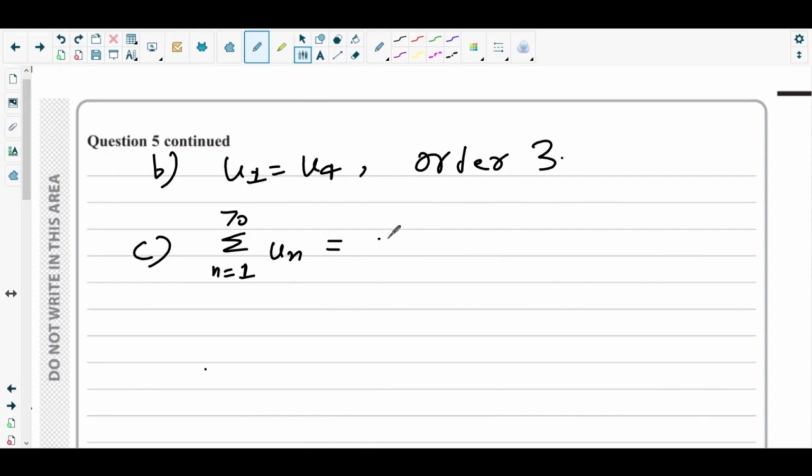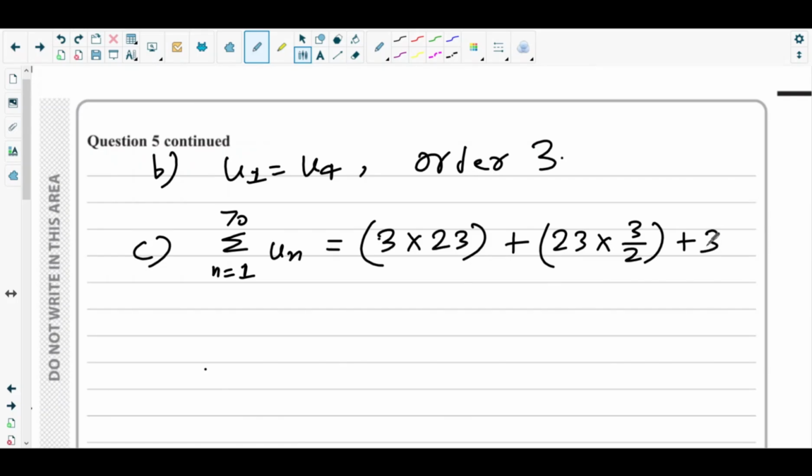Okay, so there will be exactly 23 periods. So 23 threes, and then there will be 23 3 over 2's, right? Okay, so 23 times 3, we got 69 terms. So what would be the last term? The 70th term. The 70th term will be the first term of the sequence, because 69 terms complete the period. So the next term, that is the 70th term, would be the first term of the sequence, which is nothing but 3.